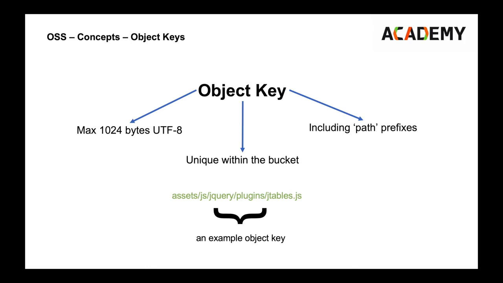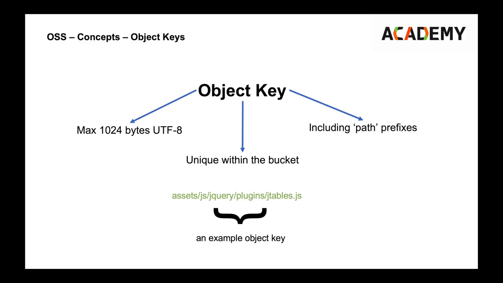So the original name of the object was just jtables.js, and they've added 1, 2, 3, 4 levels of path prefix. So if you were to actually go into the OSS console and try to find this object, the OSS console would make it appear to you as though there was a directory called assets with a directory called JS inside. Inside there would be a jQuery directory. Inside there would be plugins. And inside plugins, you'd find jtables.js.